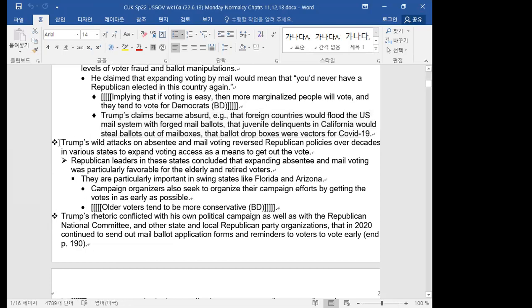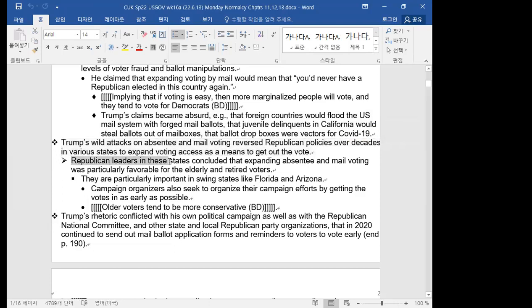And so Trump's wild attacks on absentee and mail voting reversed Republican policies over decades in various states to expand voting access and means to get out the vote. It's typically old people that really like voting by mail. Old people who retired, who have arthritis, who can't drive, they like to vote by mail. And they tend to vote Republican. So it's often Republican states that have voting by mail, like the state of Utah, very conservative, very Mormon, Republican, Christian, Republican state. They have, everybody can vote by mail in Utah.